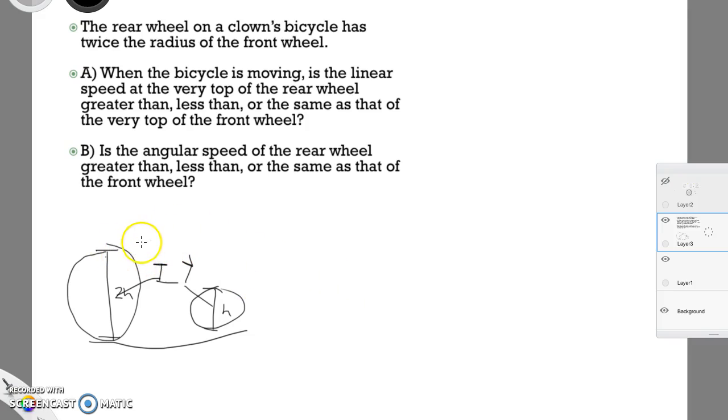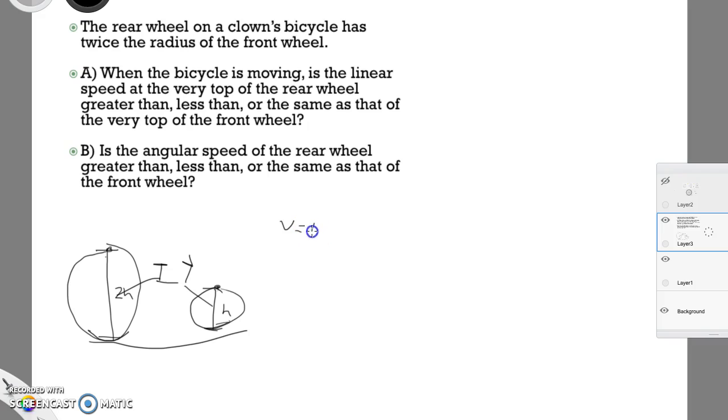All right, so let's think about it this way. Would it be possible for the edge of this wheel to be moving across the ground faster than this one? Wouldn't they have to be the same in order for them to be rolling together? Okay, so what that means is that the linear velocity for both wheels is the same. Because they're traveling along at the same speed, they're moving on the ground at the same speed. Okay, so that means that v is the same at the top for both of these.